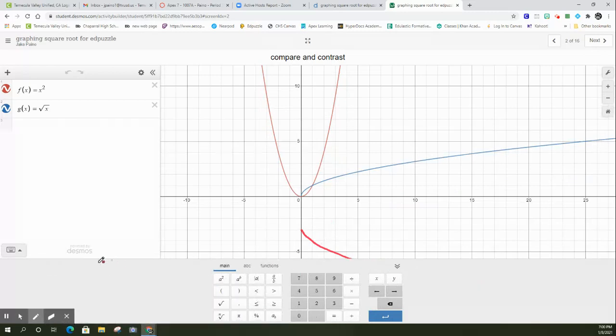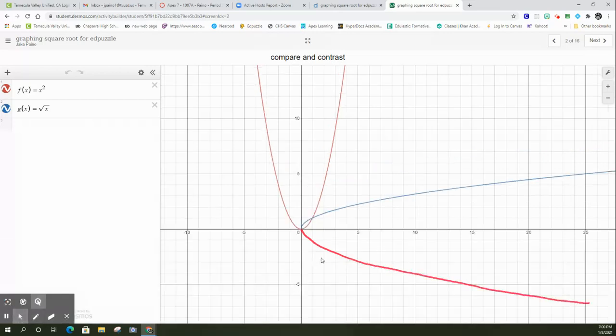We only graph the positive, the principal roots, when we're graphing square root functions. So just this. Now we want to compare the patterns. On the quadratic function, the red one, we're going up 1 over 1, then up 3 over 1, then up 5 over 1. We could go the same thing in the other direction, but we're only focusing on the right side here for the positive values of x, because for square roots that has to be true.